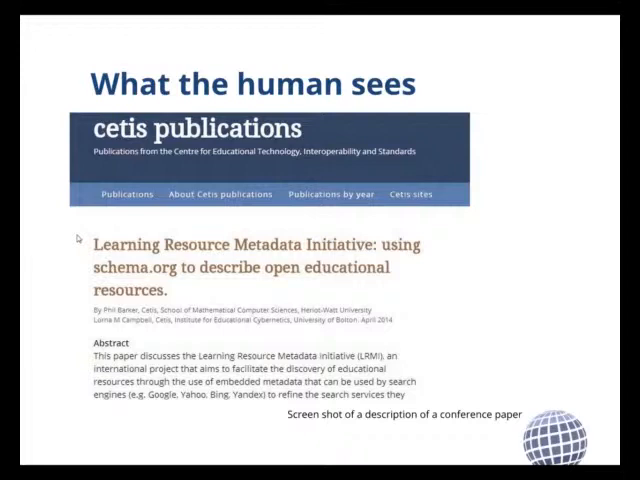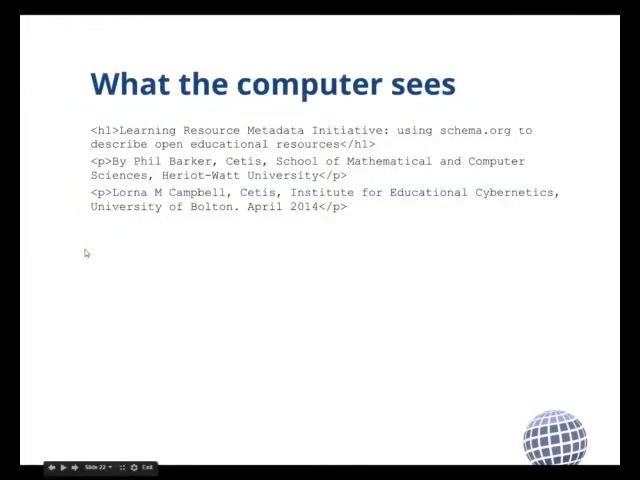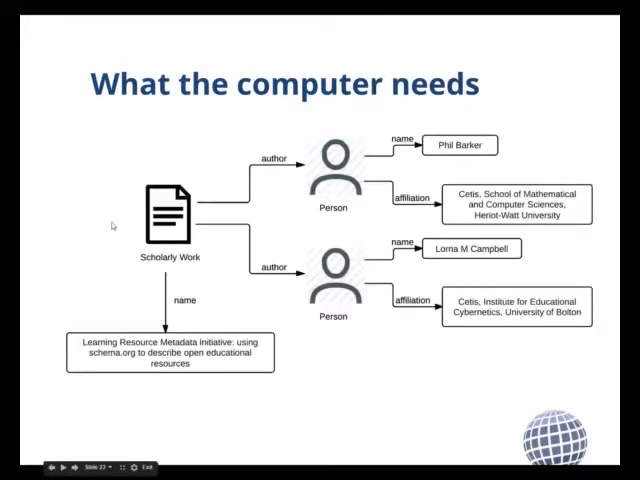A human being looking at a website will see something along these lines. Here's a website for a publication which has me as author, Lorna as co-author. We're both working for Cetis. It makes perfect sense to a human being what this is. What a computer sees with this text is the following HTML, simplified somewhat, but you can see that there's a heading there that gives what happens to be the title of the resource, and there are a couple of paragraphs that give information about Lorna and myself.